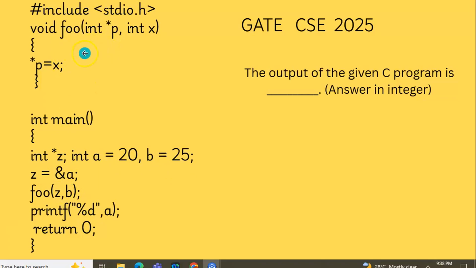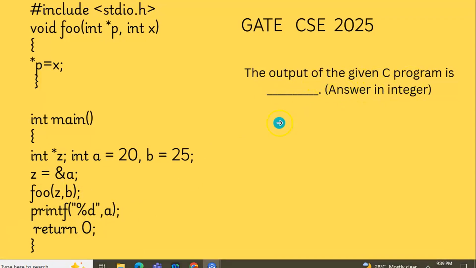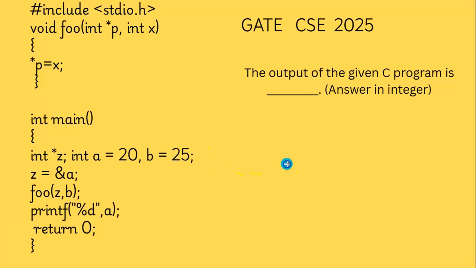So what will happen? The value of b will be passed to x and the value of z will be passed to p. So after this statement, the value of b, 25, will be stored in the address specified by pointer variable p. So what is the address now? It has the address of a. So when you print the value of a, what will it print? That's the question: the output of the given C program is. So what will be the output? 25. So the answer is 25.